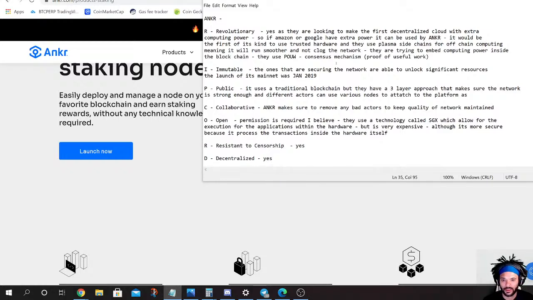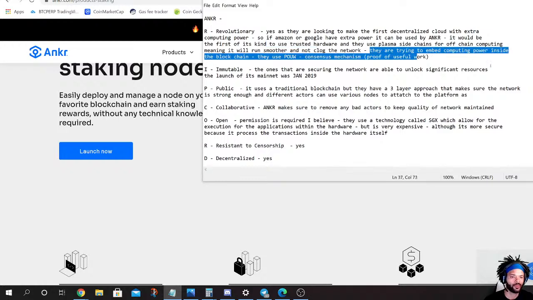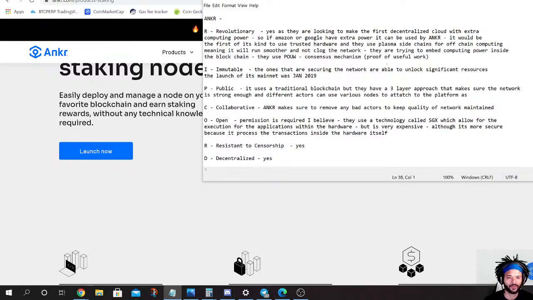It would be the first of its kind, and also to use trusted hardware, and they use a plasma sidechain for off-chain computing, meaning it will run smoother and not clog up the network. They are trying to embed computing power inside the blockchain. They use a POUW, which is, I think it's proof of understanding work. Oh, sorry, proof of useful work, a consensus mechanism.